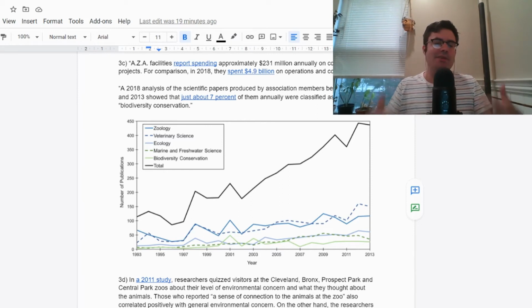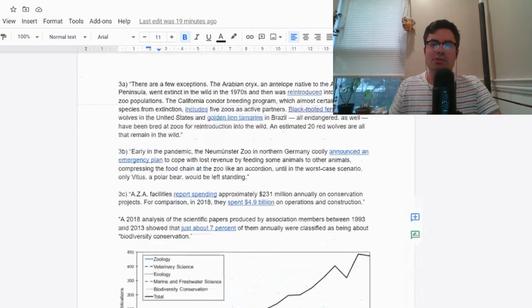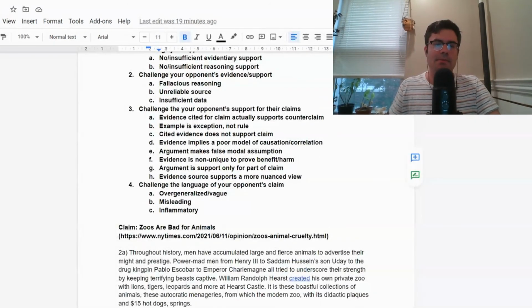And I don't know what the expectation should be of how much of their research should be on conservation. She hasn't really established or argued for that. So that's another example where I don't know if the evidence actually supports the claim when we dig into it a little bit more.